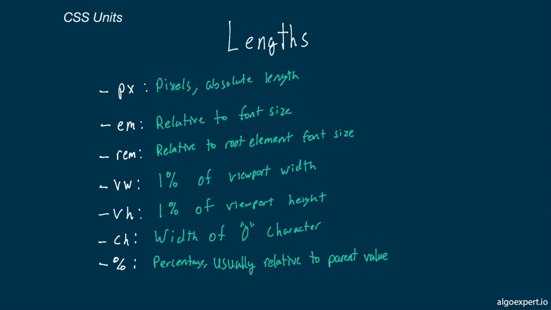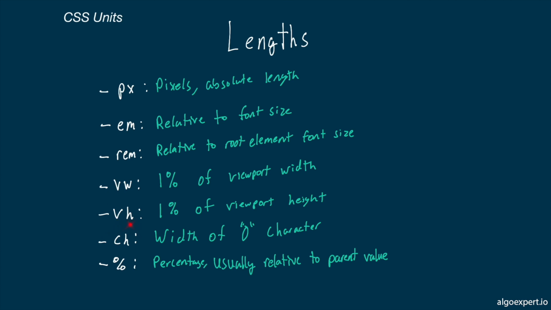For the EM unit, it will be relative to the font size. Moreover, if you're using an EM to set a font size, it will be relative to the parent's font size. REM is very similar to EM, except it is relative to the root element, which is the HTML tag. By default, this is usually 16 pixels, but we can always change that by changing the font size on the HTML tag. Moreover, this is oftentimes overridden by browser font size settings.